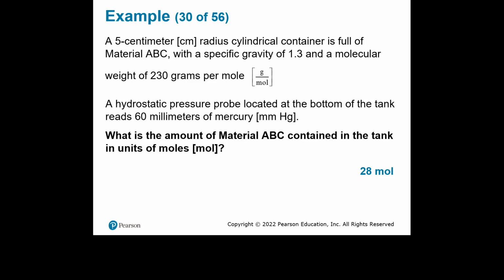Absolute pressure is equal to gauge pressure plus atmospheric pressure. It needs to be given, so they'll ask you to solve for one or the other.